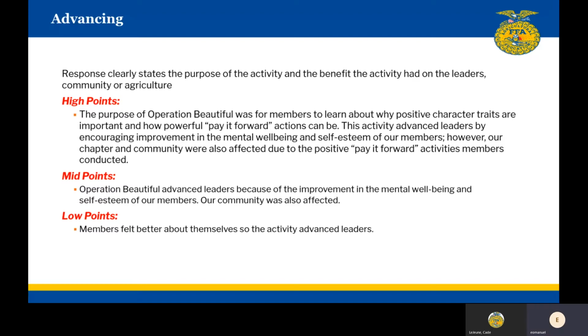So for our high points, the really important sentence is the one that says, this activity advanced leaders by encouraging improvement in the mental well-being and self-esteem of our members. However, our chapter and community were also affected due to the positive pay-it-forward activities members conducted. So, number one, they're saying it advanced leaders by, but they're also tying back into that quality standard that they chose at the beginning with saying the mental well-being and self-esteem of our members. Those are just some little tricks to keep in mind when you're writing this part.